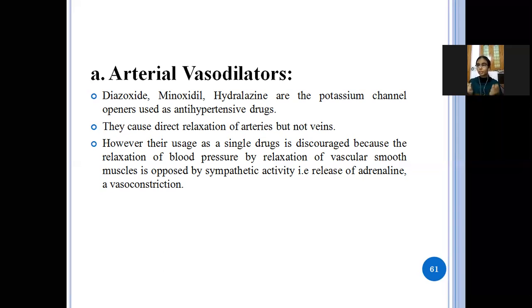So in order to avoid the rise in blood pressure, the combination form of the drug should be used to inhibit adrenaline release. In order to stop the vasoconstriction, it leads to a reduction of blood pressure by relaxation of the smooth muscles. If the smooth muscles get relaxed, the blood pressure is also reduced.